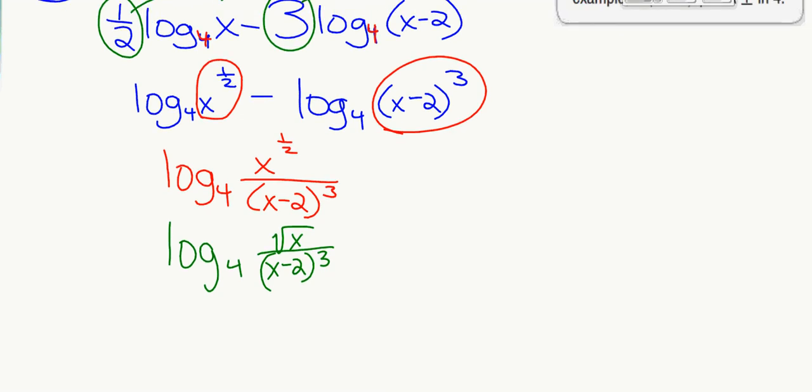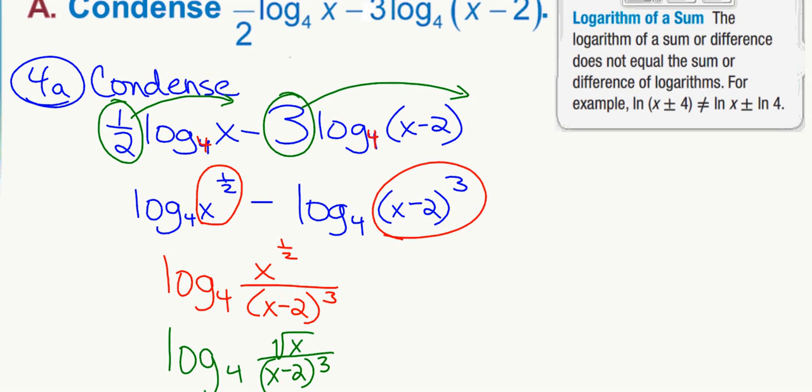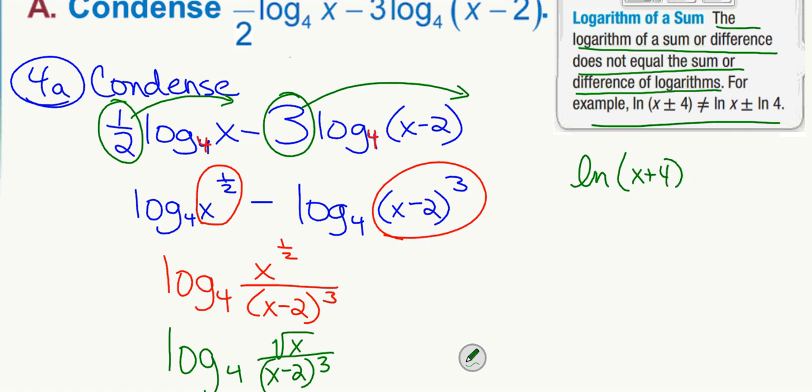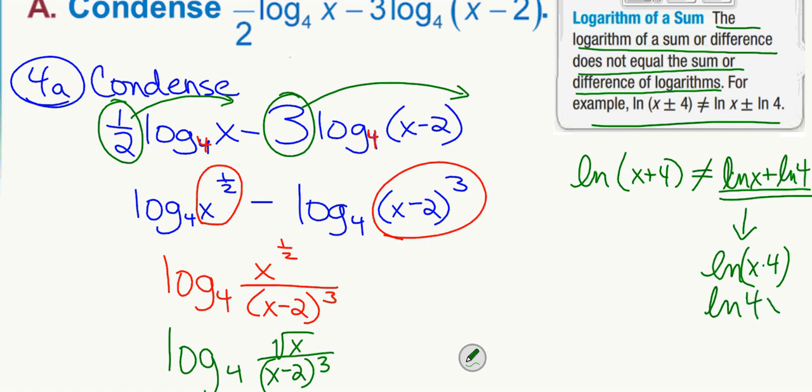I will point out this little note, this little box: the logarithm of a sum or difference does not equal the sum or difference of logarithms. So if we have the ln of x plus 4, that does not equal the ln of x plus the ln of 4. That would be the product property. What that would really be equal to is the ln of x times 4, or the ln of 4x. So you can't separate out one that has addition in it, just to let you know.